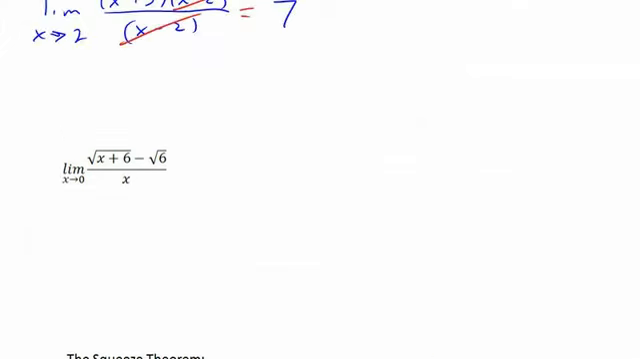Okay, how about this one? If I plug in 0, I'm going to get the square root of 6 minus the square root of 6 over 0, which is 0 over 0. Once again, that's indeterminate. We don't like that. So here's what you do when you have a couple of radicals being subtracted.